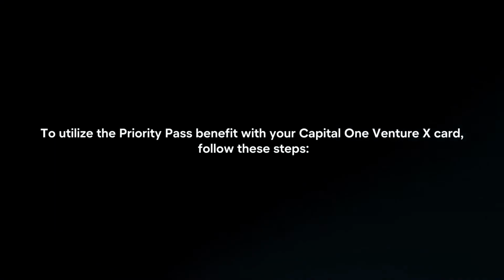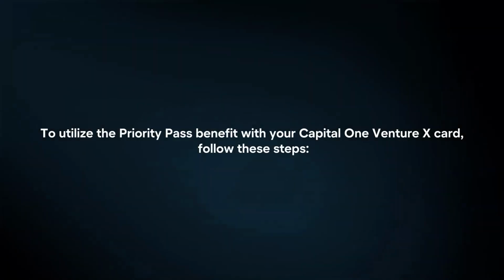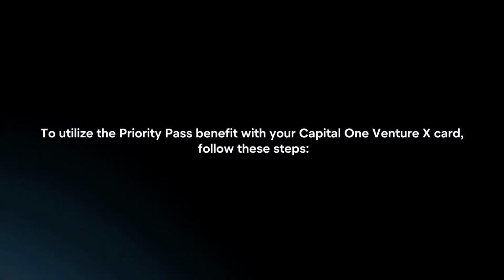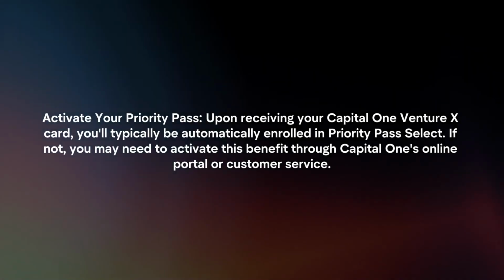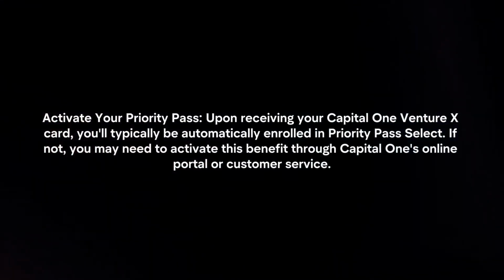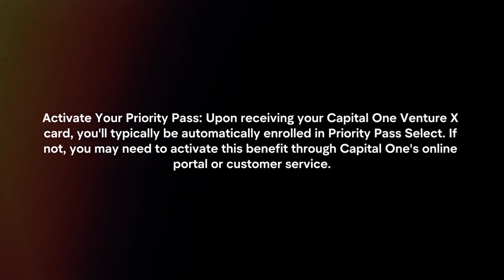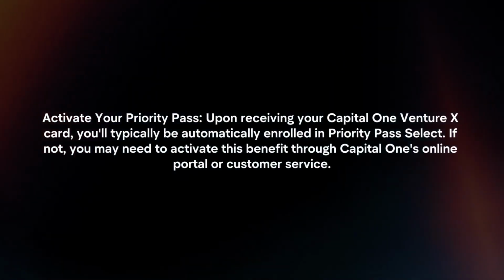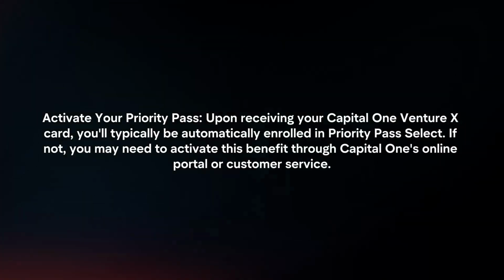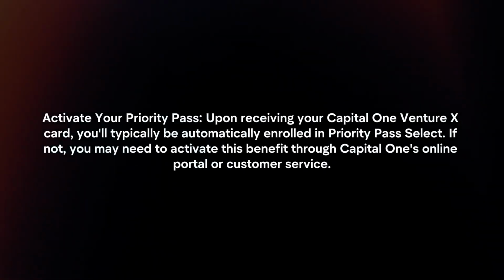To utilize the Priority Pass benefit with your Capital One Venture X card, follow these steps. Activate your Priority Pass. Upon receiving your Capital One Venture X card, you will typically be automatically enrolled in Priority Pass Select. If not, you may need to activate this benefit through Capital One's online portal or customer service.